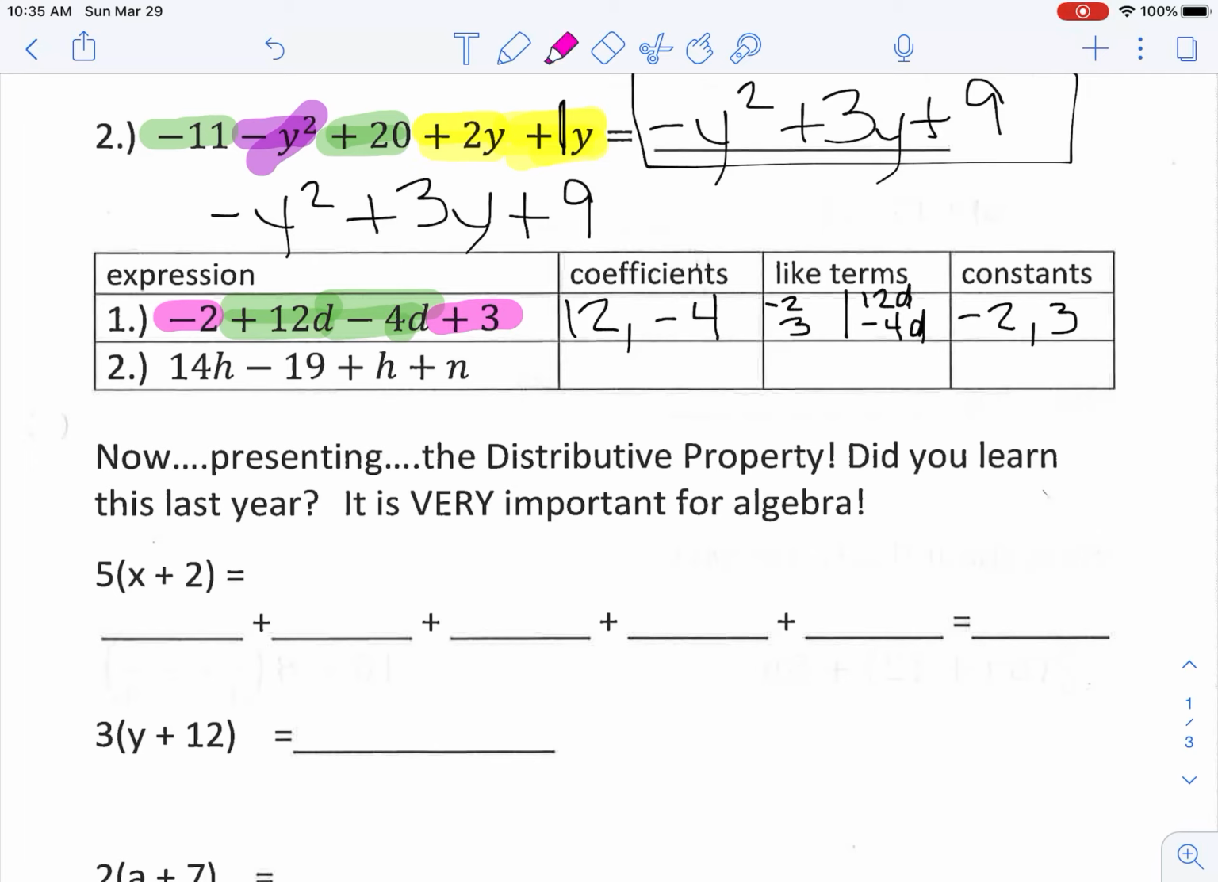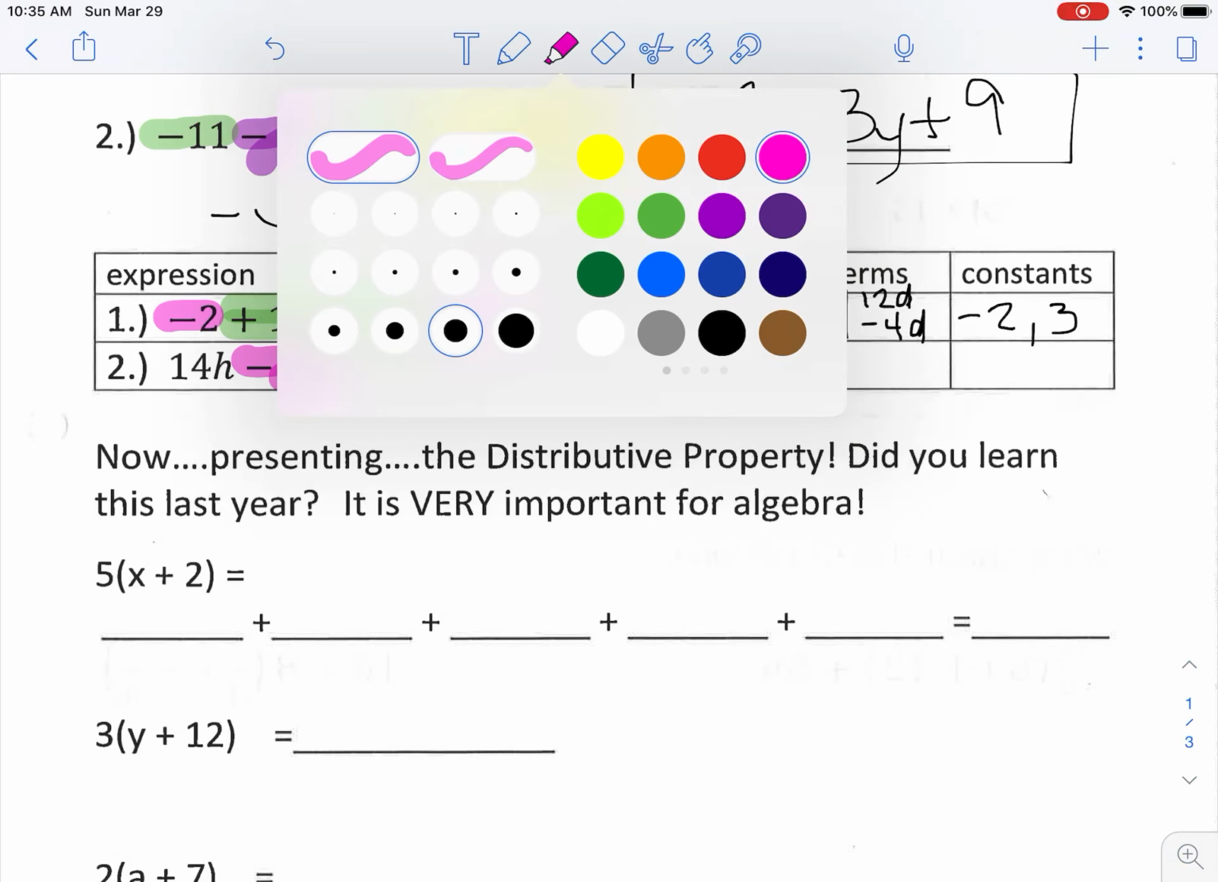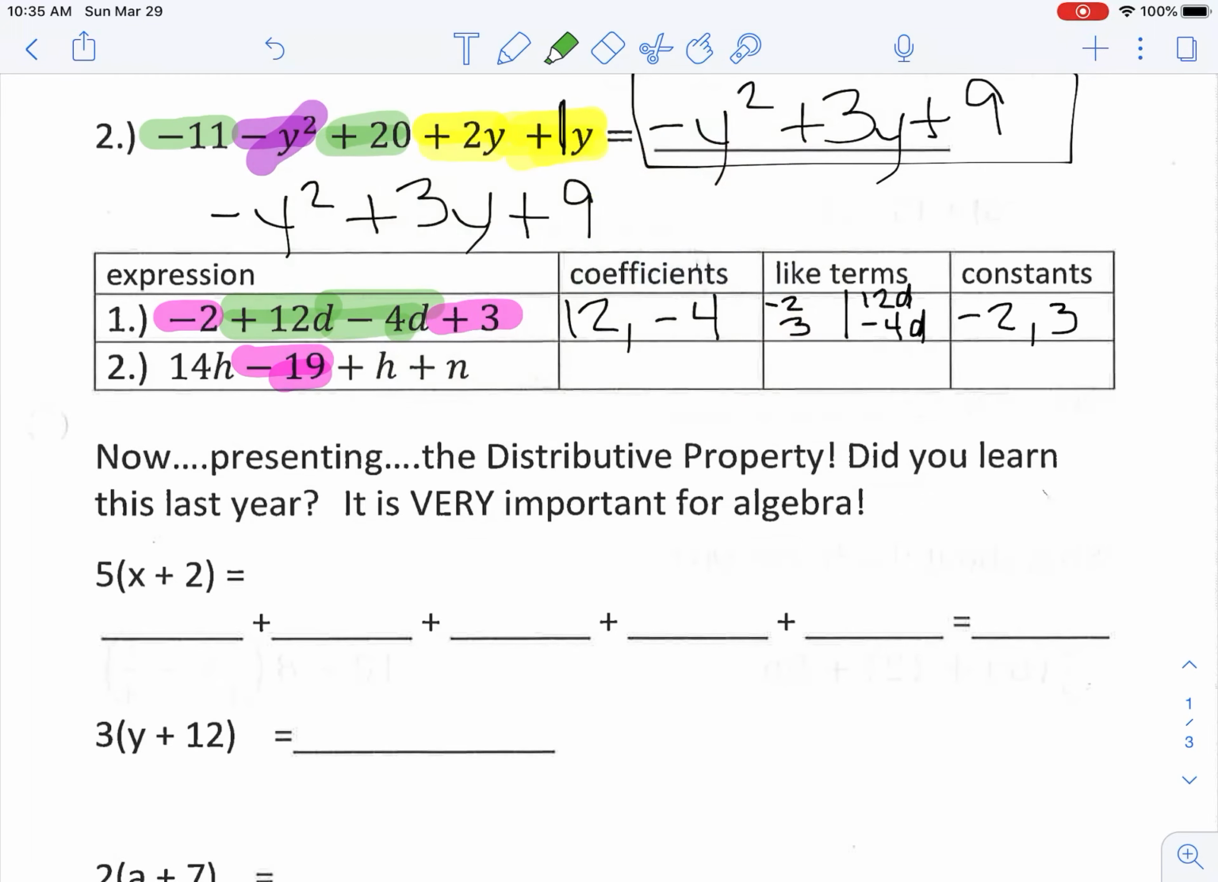All right, going to go down to the next one and see what I've got. So I'm going to highlight my constants in pink, constants, terms that are not attached to variables. Now I'm going to focus on what does have a variable. So I've got a 14h, a positive h, and a positive n.